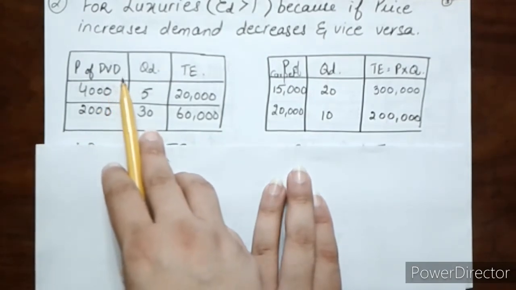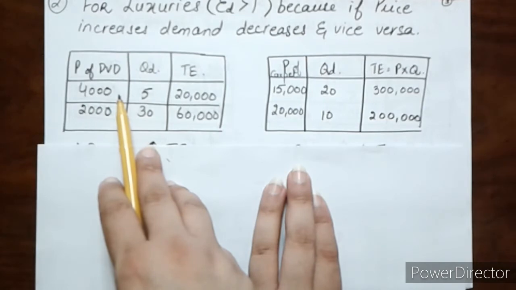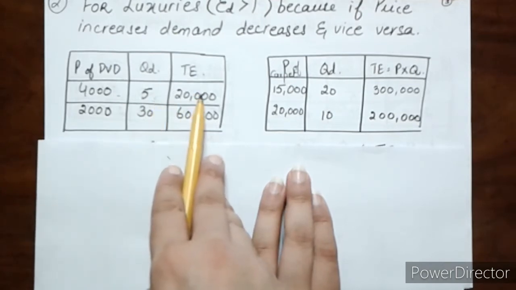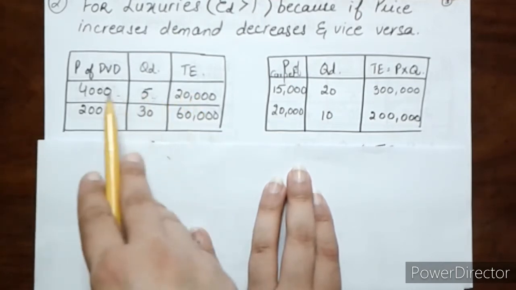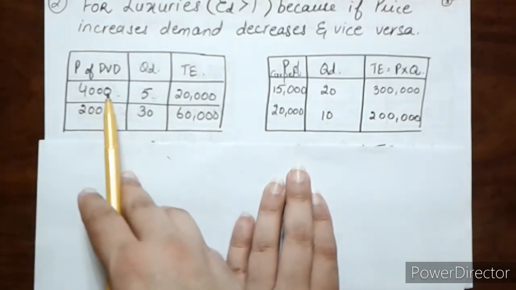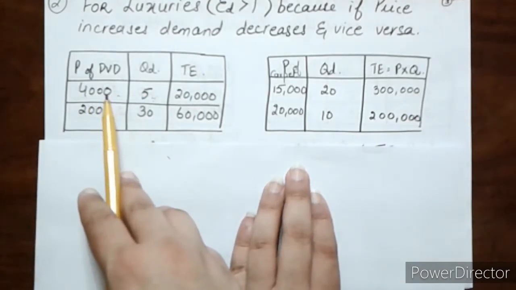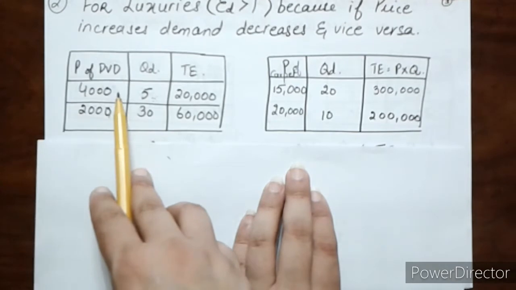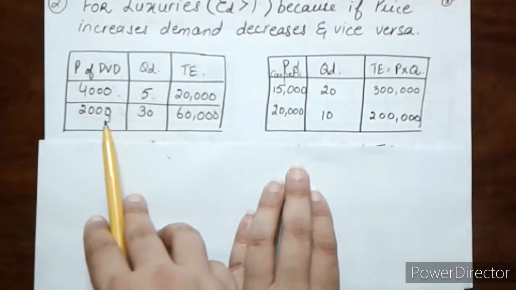Now a price of a DVD can be rupees 4,000, and at 4,000, 5 DVDs were being demanded, and the total expenditure that was being done on 5 DVDs was 4,000 into 5, 20,000. Now suddenly there was some flash sale, or a new technology came and they were selling off all the present DVDs and the price dropped to half.